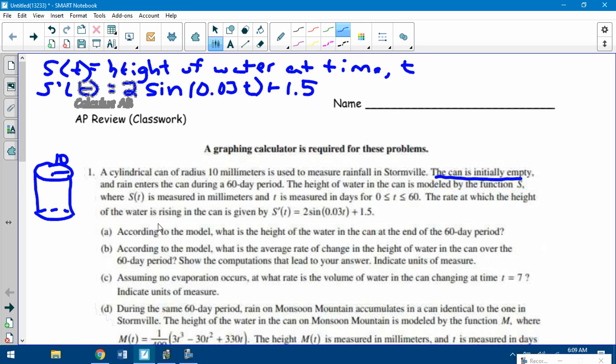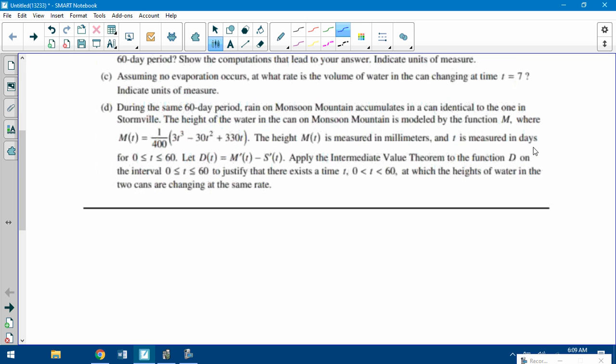Part A, according to the model, what is the height of the water in the can at the end of the 60-day period? So we want the height at 60 days. We want s of 60. Essentially, I know what the height is initially. I know s of 0 is 0. So if I want s of 60, but all I have is s prime and s of 0, what can I do? Hopefully you're thinking fundamental theorem. Good.